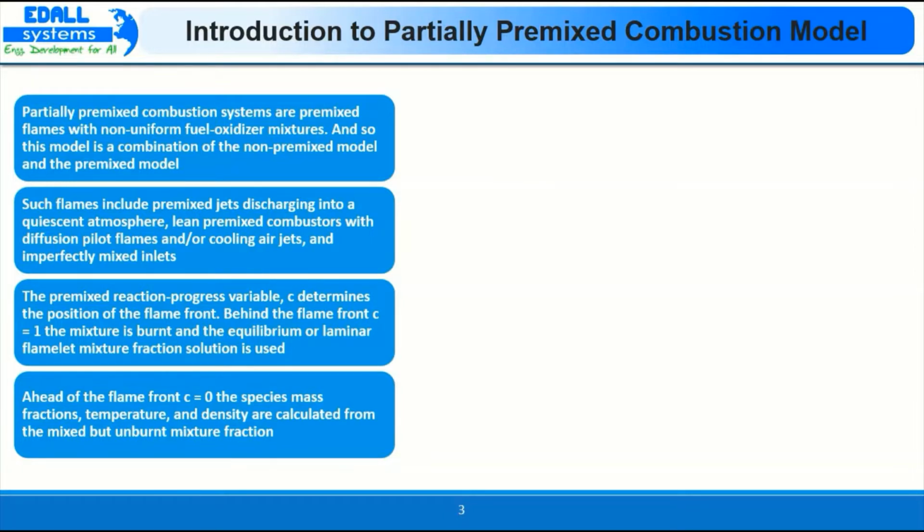That is, the reaction progress variable C is used to track the location of the flame, which we call the flame front. Before the flame front, at C equals 0, the mixture is unburnt, and the mass fraction and other variables are computed using pre-computed mixture fraction PDFs. Whereas inside the flame, a combination of the two models is used. In the burnt area, that is at C equals 1, the equilibrium mixture fraction is computed. So this way we can simulate a partially premixed system using the partially premixed combustion model offered by ANSYS Fluent.